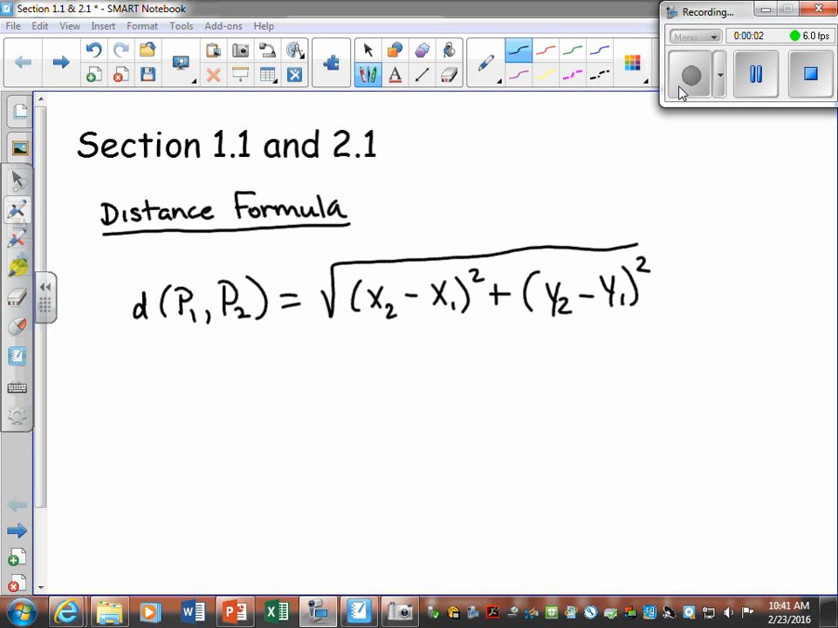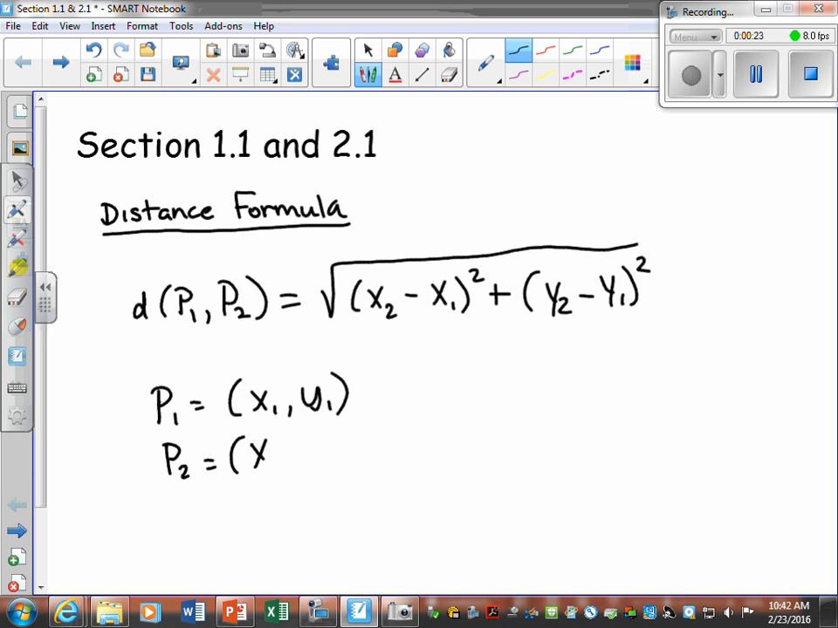Okay, we're going to start with section 1.1 and then move to 2.1 in just a minute, but it's going to be the distance formula right here. So the distance between point 1 and point 2, where point 1 is simply x1, y1, and point 2 is denoted with x2, y2 in the formula.